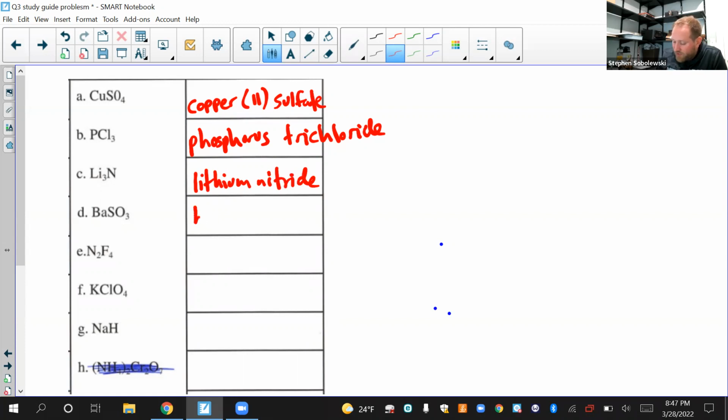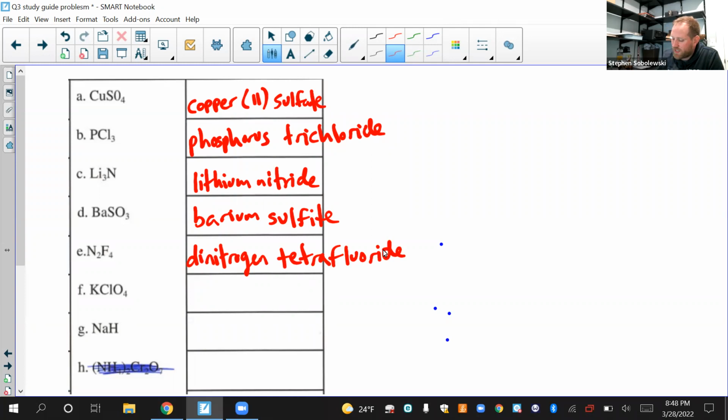BaSO3, just like above, barium is a type 1 metal. Sulfite is a polyatomic ion, barium sulfite. N2F4, N is a nonmetal, F is a nonmetal. This is going to be covalent, so we use Greek prefixes. Dinitrogen tetrafluoride. And make sure you spell that correctly, fluoride. KClO4, K is potassium.